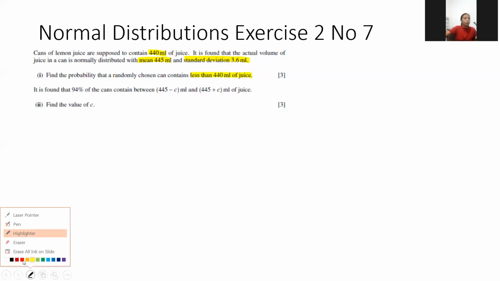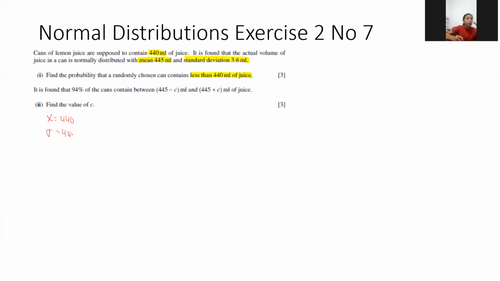Okay, let's list all of the given information here. So we are given that X is 440, and then we have mean equal to 445, and then we have sigma, or standard deviation. Sorry, this one is supposed to be the mean. This is the mean, mu, and sigma is 3.6 milliliters.